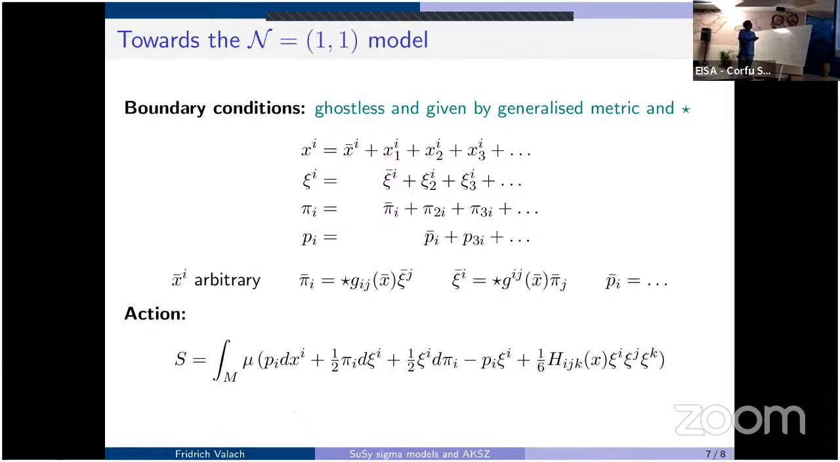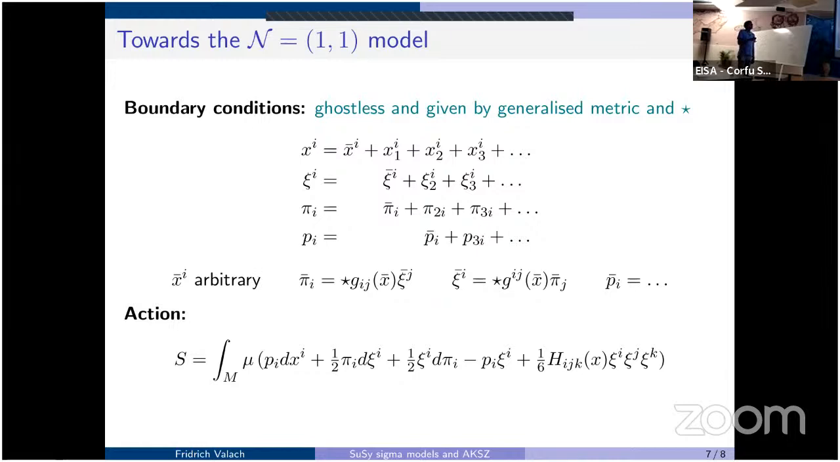Well, they can be arbitrarily high differential forms, but the ghostless condition means that I always start with the degree of the coordinate. So there is no zero form part of psi and pi, and there is no zero and one form part of pi. This is the ghostlessness. And I denoted these lowest order coordinates by bar, which is a different bar than the one before, as I now realized.